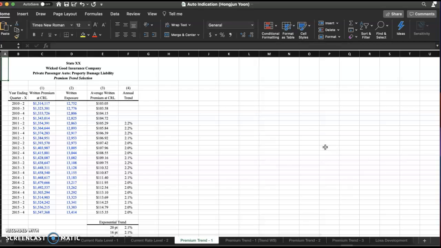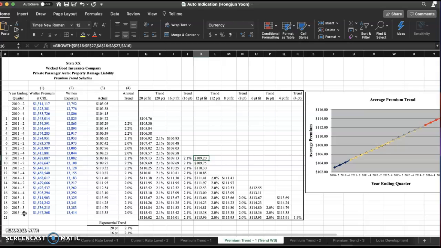Okay, so for the premium trend, it derives premium trend factors using the two-step trending approach. We have written premiums and exposures from February 2010 to April 2015. We get the annual trend using the yearly approach. Exponential trend is used with different years. Here I used the growth function and got the different trends with the different years.